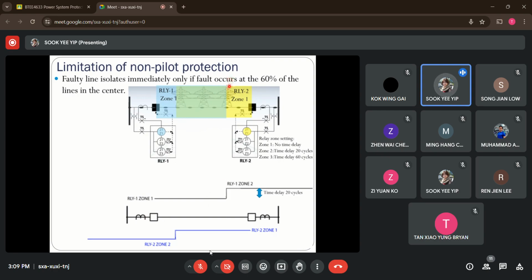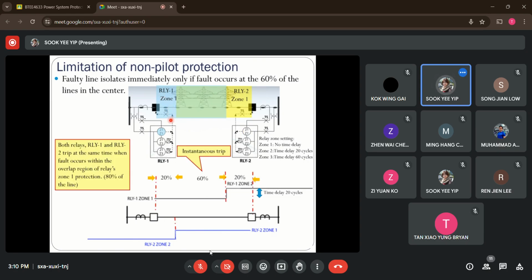And only then will it have the second zone setting for this relay 1 here with a delay time of 20 cycles. And then at the bottom here, we have the relay 2 step characteristic curve. So this is the first zone setting without time delay. This is the second zone setting. All right, so take note that both of the relays will pick up the fault at their own side.